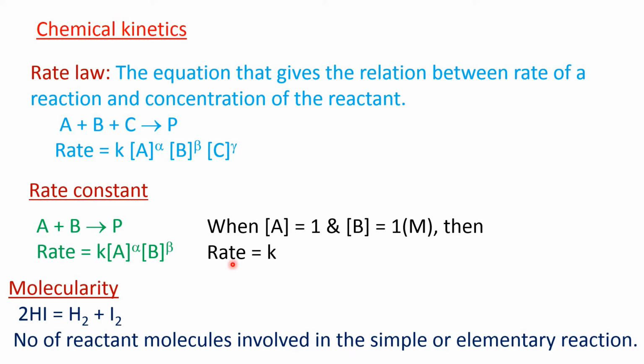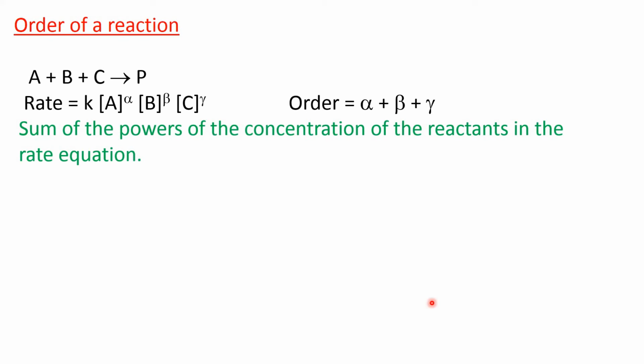Later we'll come to know in collision theory how the reaction occurs by the collision among the molecules. So for these molecules, molecularity is 2. That is, 2 HI molecules collide in a simple step or elementary reaction. Now coming to the order of the reaction.